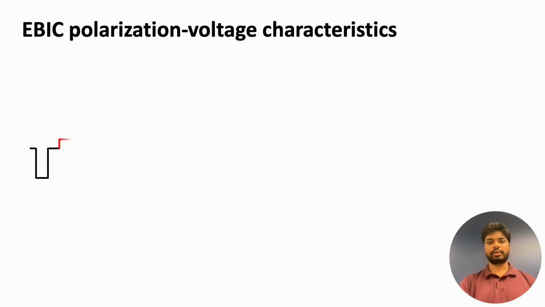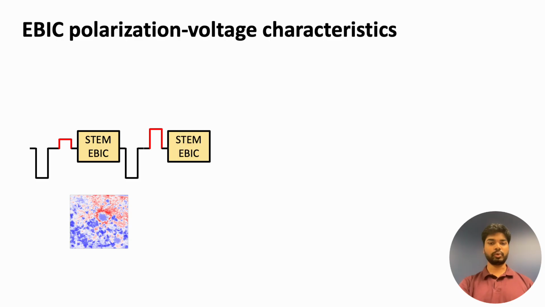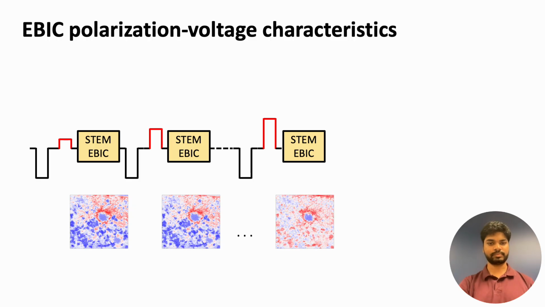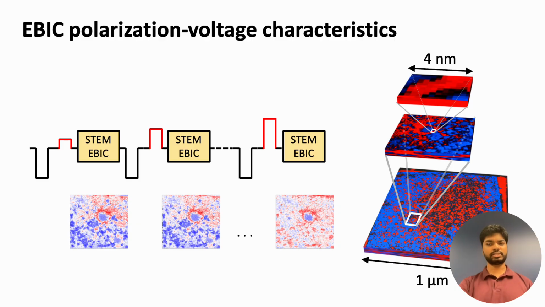How is this measurement done then? The sample is always reset to one particular state, followed by a set pulse to polarize the ferroelectric thin film to a different polarization state. The EBIC images are collected after each set pulse, and the sample is reset after the EBIC image is collected. This process is repeated with increasing set voltages to obtain the polarization electric field characteristics, or the PE characteristics. The sample in this case is roughly 1 micron by 1 micron and has over 60,000 pixels, with the pixel size being 4 nanometers by 4 nanometers, thus giving a high resolution map of ferroelectric switching kinetics within the sample.